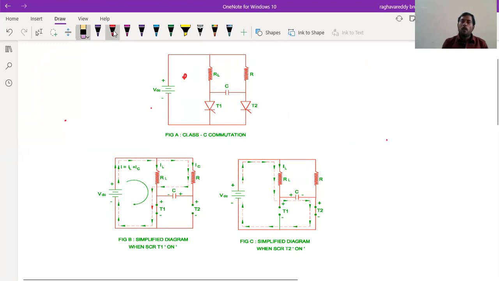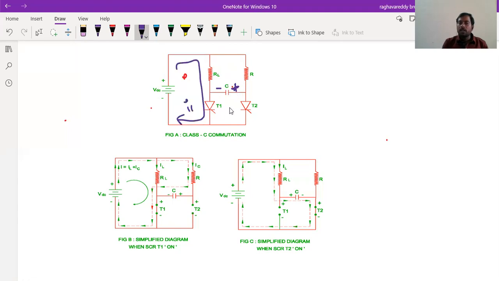Now the capacitor is charged with this terminal positive and this negative, fully charged. After the capacitor is fully charged, only this current, I1, flows. Now if we turn on T2, thyristor 2, what happens? If we turn on T2, this is the path, and T2 will be short circuited.